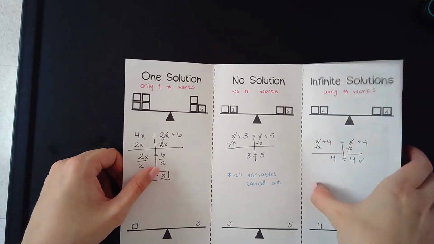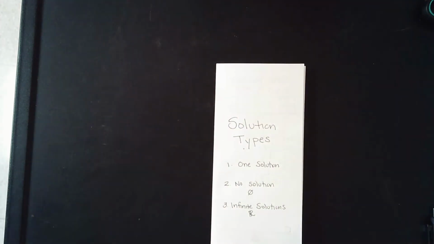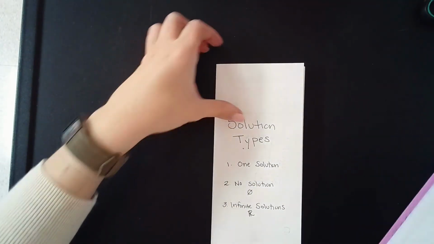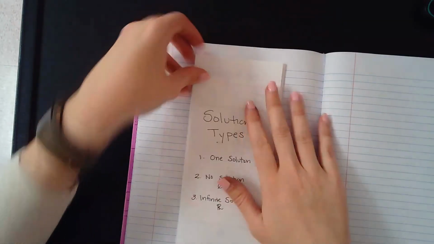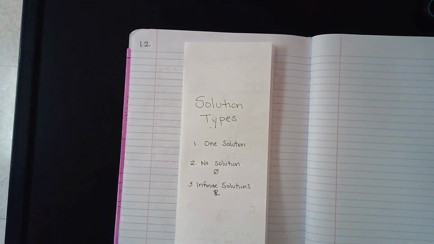So once you've got this page filled out and folded, you are going to glue that into your notebooks on page 12, and then finish work on the practice worksheet that I passed out before I left. Have a good class.